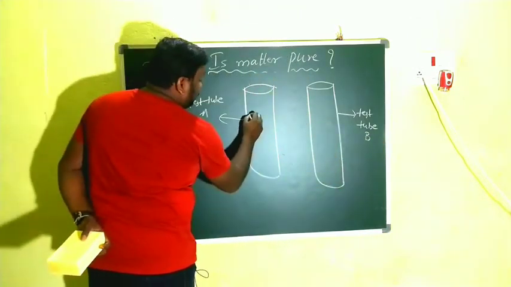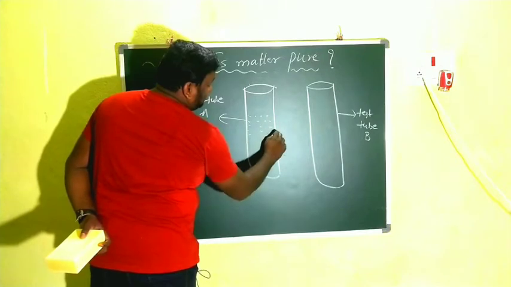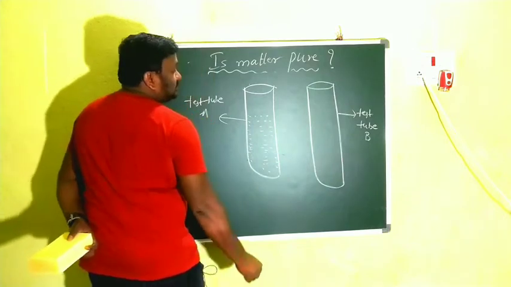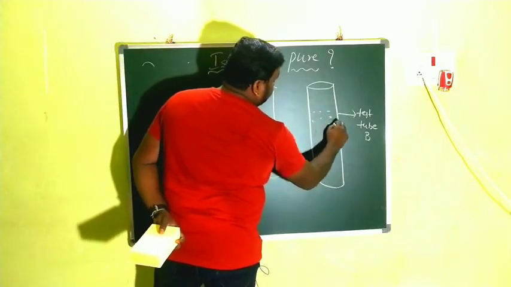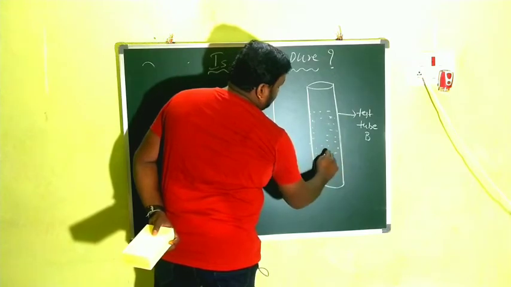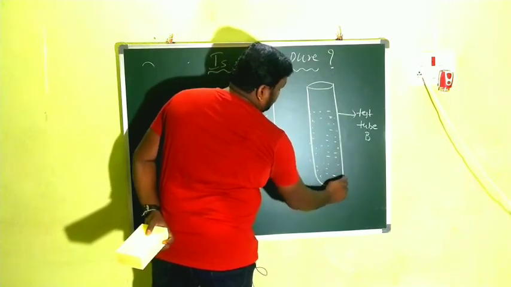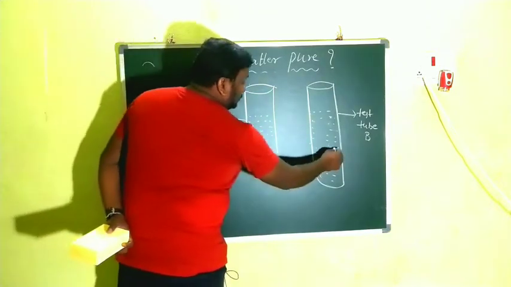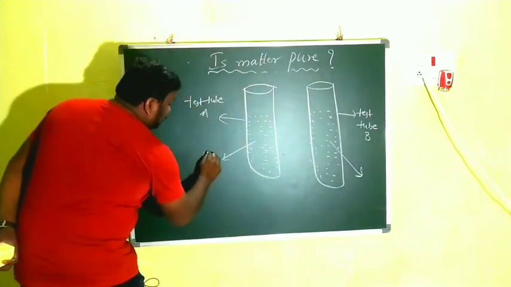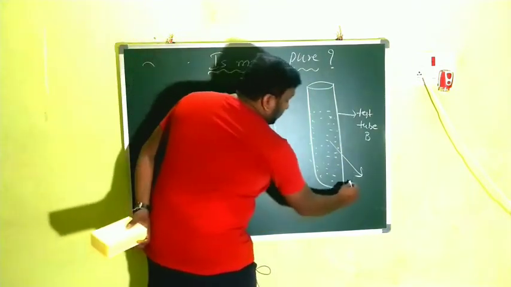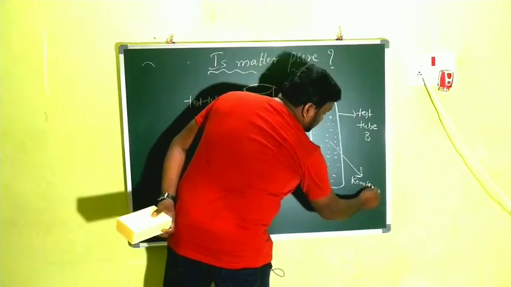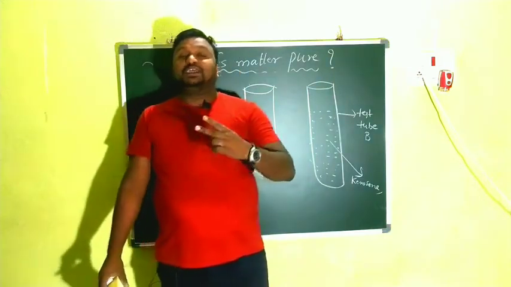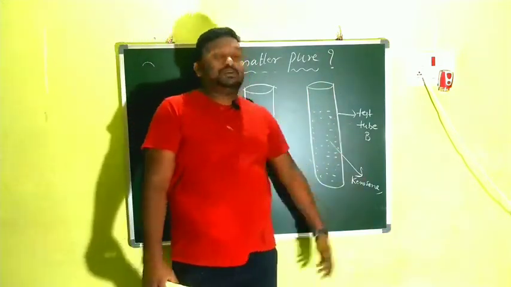Test tube A consists of water. This is what we are taking, water in the first test tube. This is water, and now we are taking this is the kerosene. So here this one is what? Water, and this one is what? Kerosene. Children, clear? We are taking two test tubes. They should be named as test tube A and test tube B.